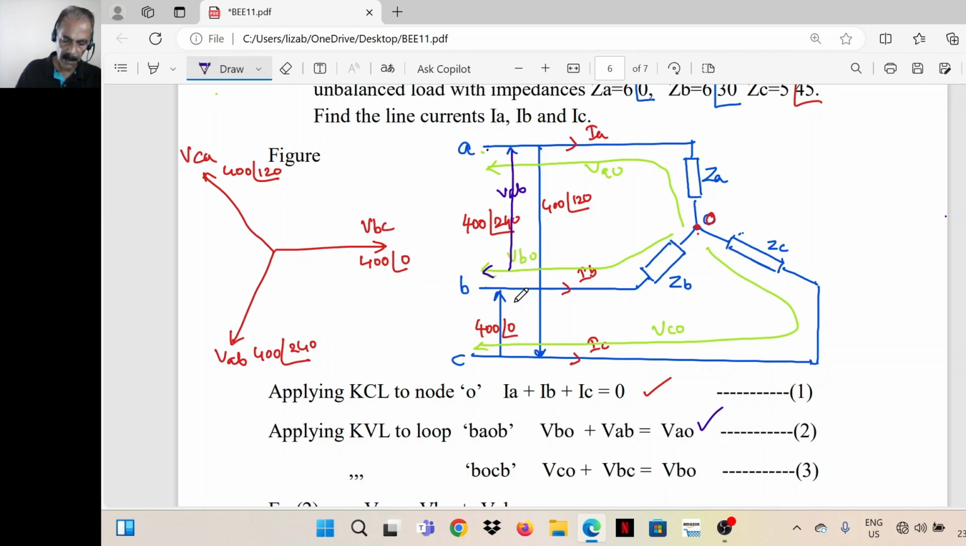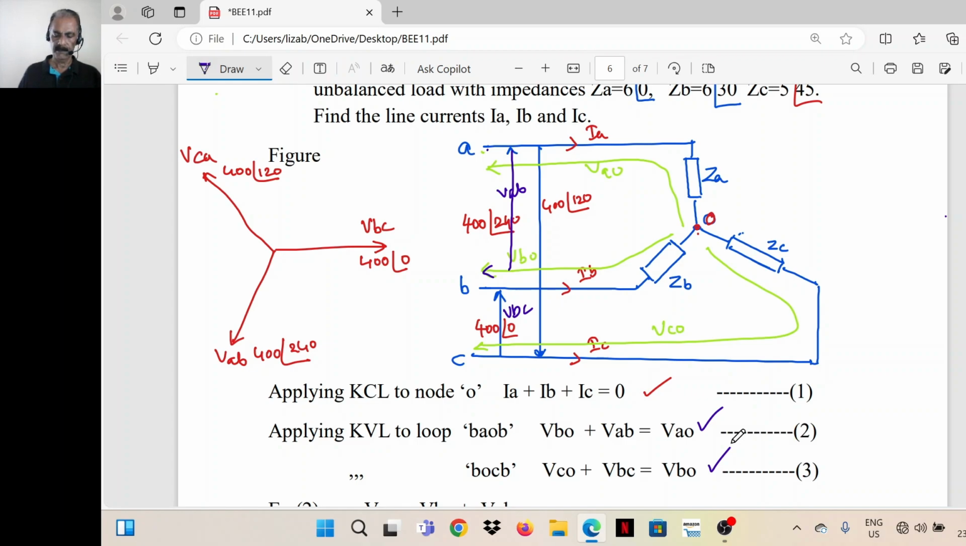BOCB, this closed loop. In this case also, starting from O and reaching point B through two different paths, that is O to B. This is VBO, which is equal to VCO plus VBC. That is, VCO plus VBC is equal to VBO. This equation.